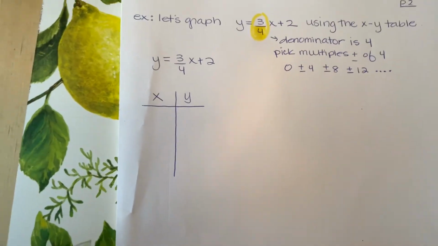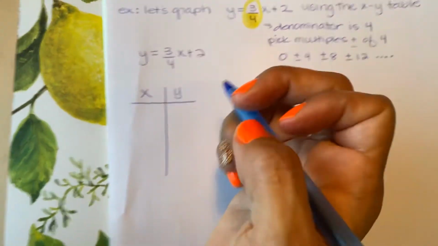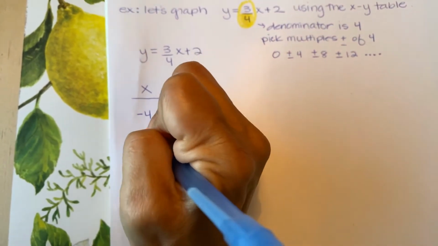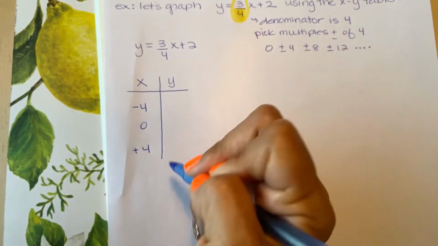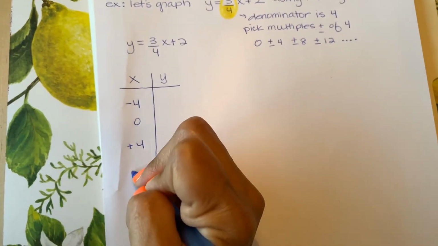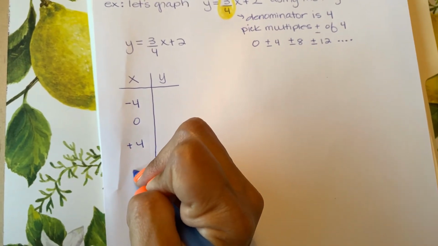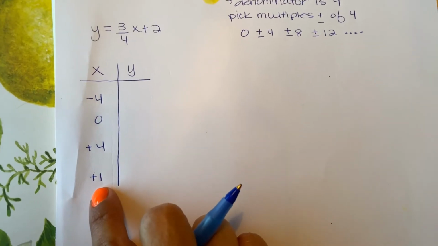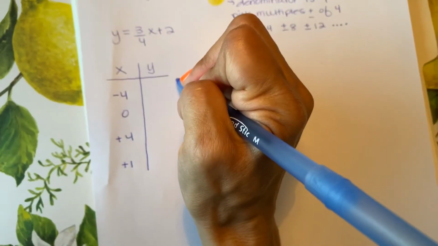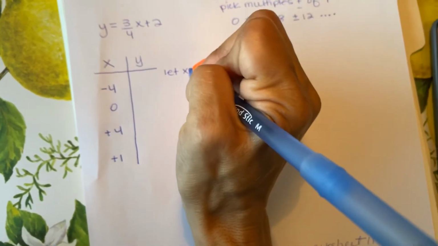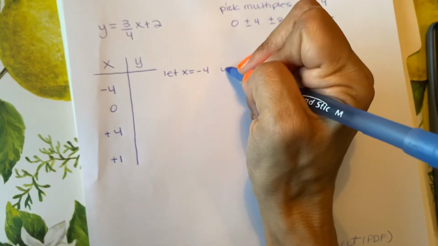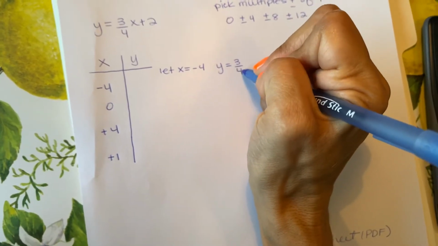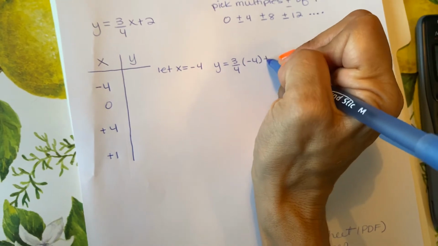All right, so I'm gonna pick, can you see? Okay, I'm gonna pick -4, 0, and +4. And then afterwards, I'm gonna plug in +1, all right, so that you guys can see the fraction that we're gonna get. Okay, so let's substitute. I'm gonna let x equal -4. So I get y is equal to 3/4 times -4 plus 2.